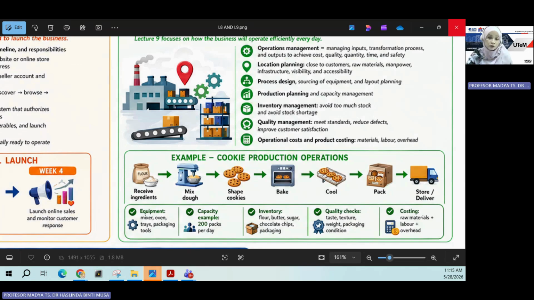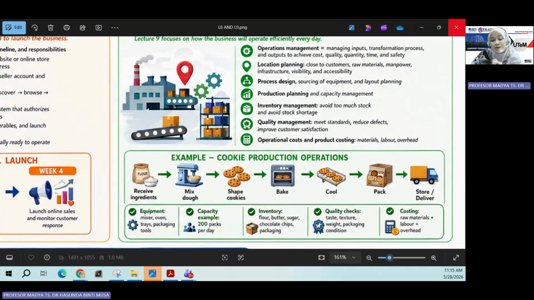Okay, you also need number 6, the inventory management. What does it mean? Inventory will include the raw materials, the work in progress, and also the finished goods. For the cookie business, for example, inventory will include your flour, your sugar, your butter, chocolate chips, packaging, boxes, the labels, and also the ready packed cookies and so on.